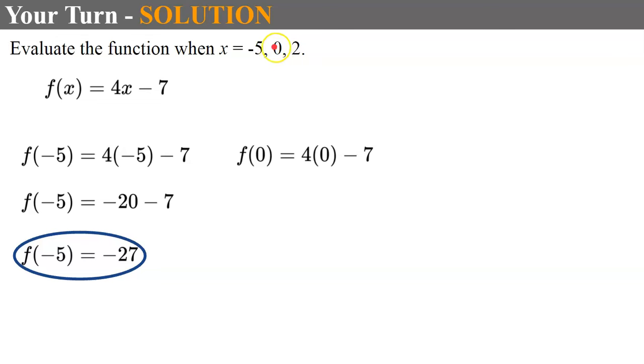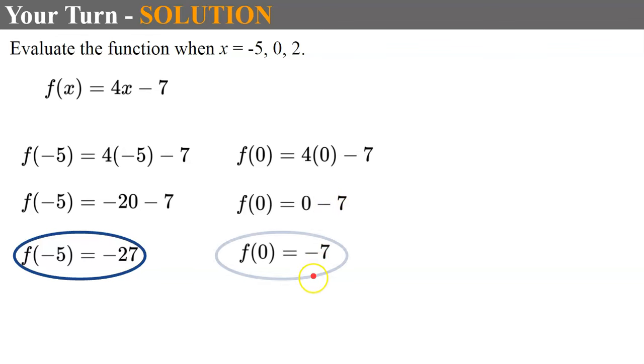Now we're going to solve for the function with an input of 0. We're going to replace the x with 0. 4 times 0 is 0. 0 subtract 7 is -7. So the function with an input of 0 has an output of -7. Again, if I were going to put this on the graph, the ordered pair 0, -7 would be a point on the line of this function.